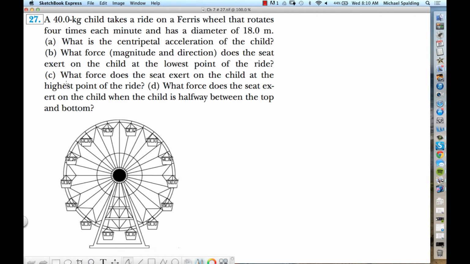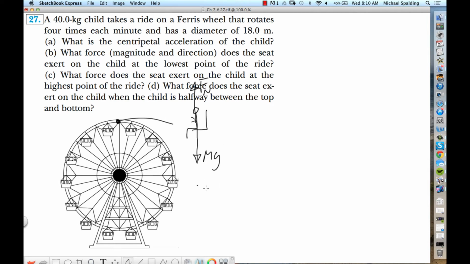So question C, what force does the seat exert on the child at the highest point of the ride? So now we're focusing up here. So here's the seat. Here's the kid sitting on the seat right here. So what are the forces on the kid? mg down, normal force up.